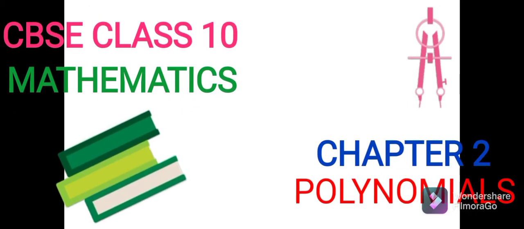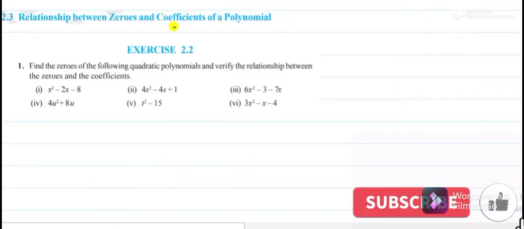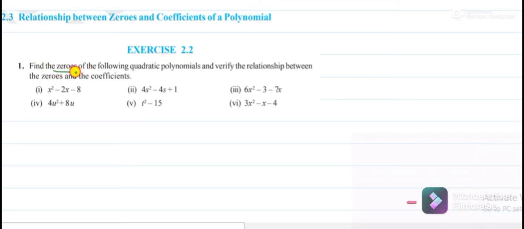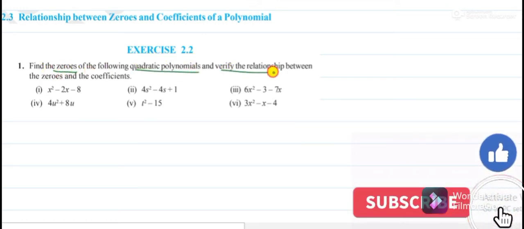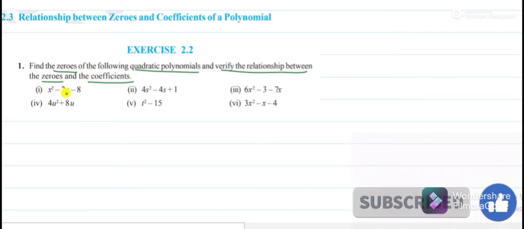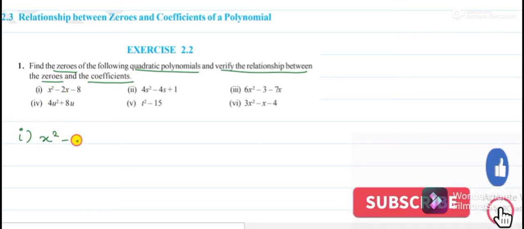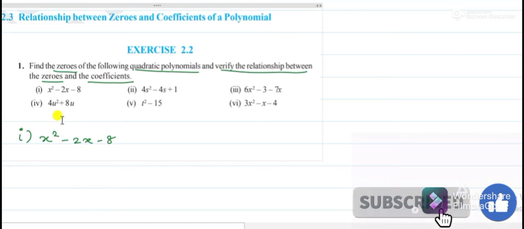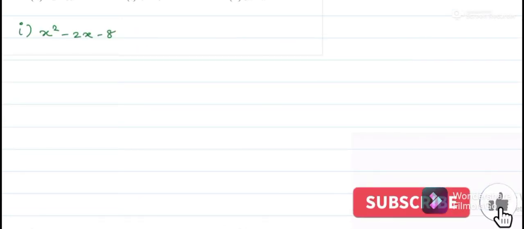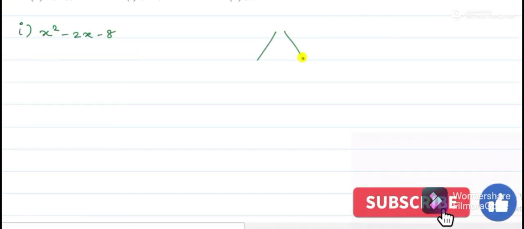Hello everyone. In this video, let us learn the second exercise of chapter 2 polynomials class 10. The first question is: find the zeros of the following quadratic polynomials and verify the relationship between the zeros and coefficients. So, we'll consider the first question, x squared minus 2x minus 8. Find the zeros of the polynomial.